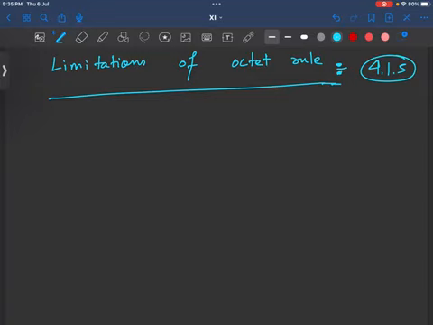There are three types of exception to the octet. Write down the first one: incomplete octet of the central atom.